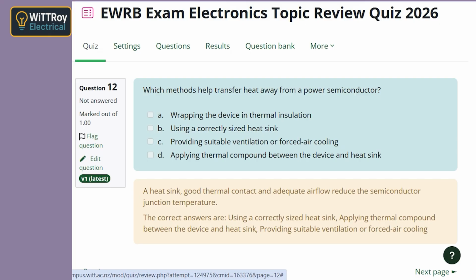A heatsink, good thermal contact, and adequate airflow reduce the semiconductor junction temperature. This was a multiple answer item. You correctly identified all of these. Using a correctly sized heatsink, applying thermal compound between the device and heatsink, and providing suitable ventilation or forced air cooling. Right, a heatsink, thermal compound, and good airflow all help remove heat from the semiconductor.